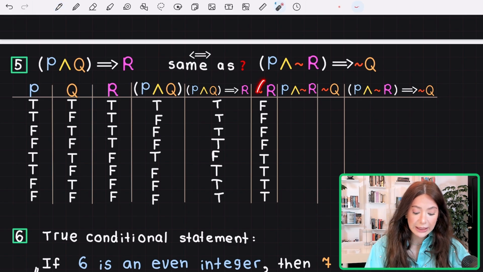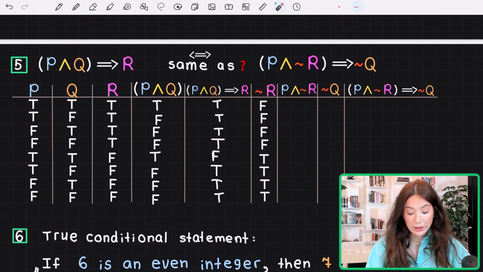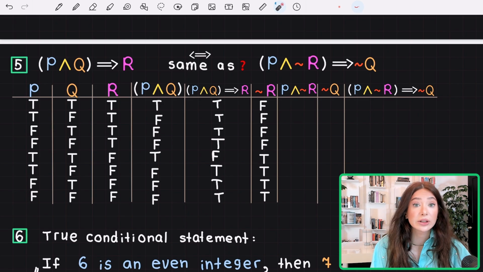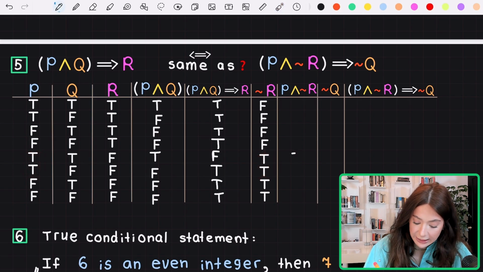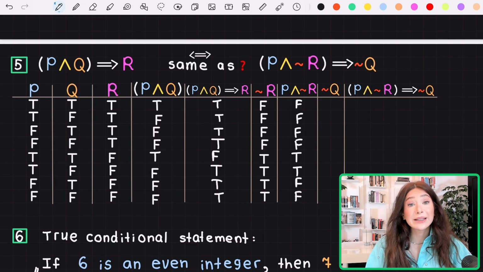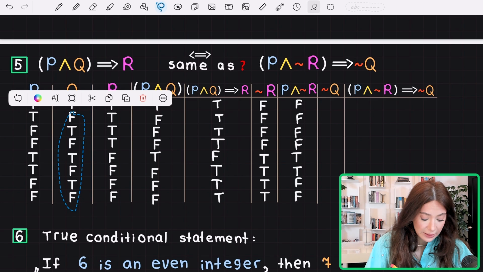And now I have to come up with P and not R. So now I'm looking at this column and this column. In the first 4 rows, I know that the conjunction will be false because I need both of them to be true at the same time. Remember, I need chocolate and vanilla flavors. So here, they're going to be true, and that's the only place where they're going to be true. Everywhere else, I write down false. Now I need not Q, and that's very easy to generate.